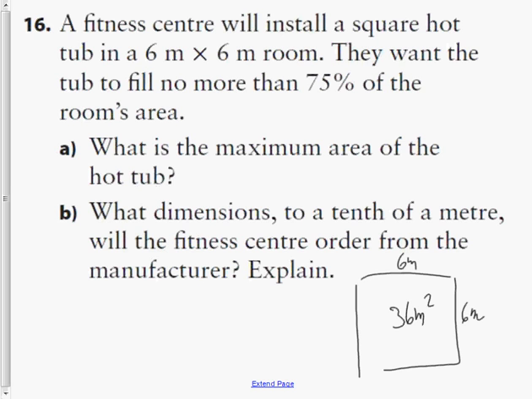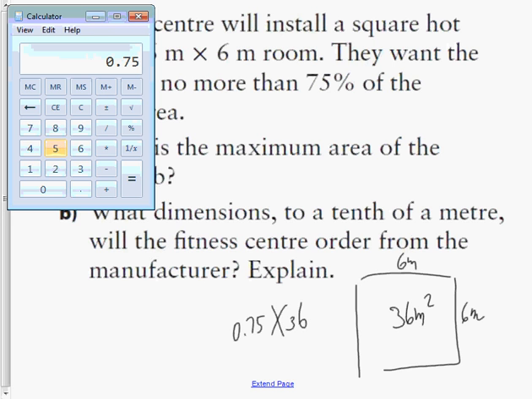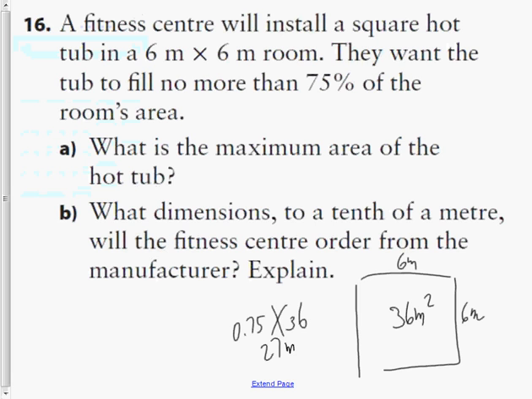So if it's a maximum of 75% of the room, that means I need to find out what is 75% of 36. So I'm going to use my calculator for this, even though I know it's 27. I'll just take my calculator and go, what's 75% of 36? And the answer is 27. So the maximum area of the hot tub is 27 meters squared. So therefore, the hot tub in that 36 meter squared room can take up an area of 27 meters squared.